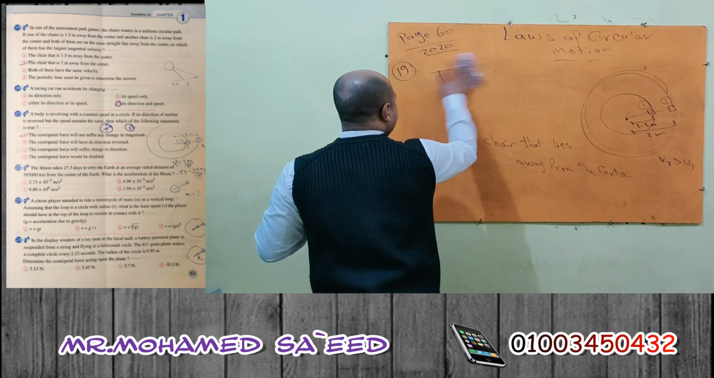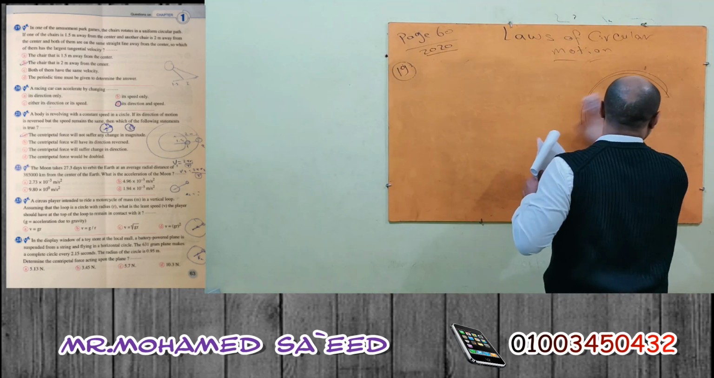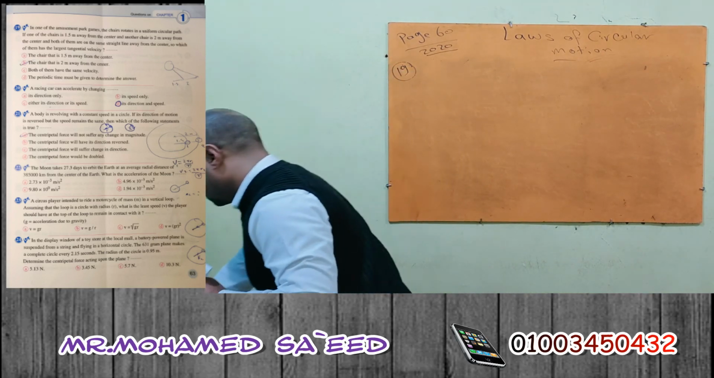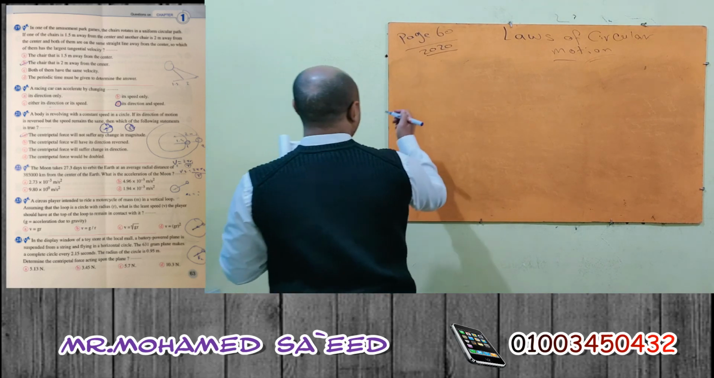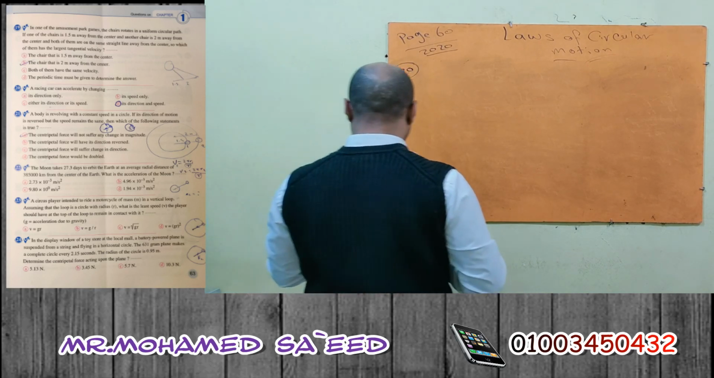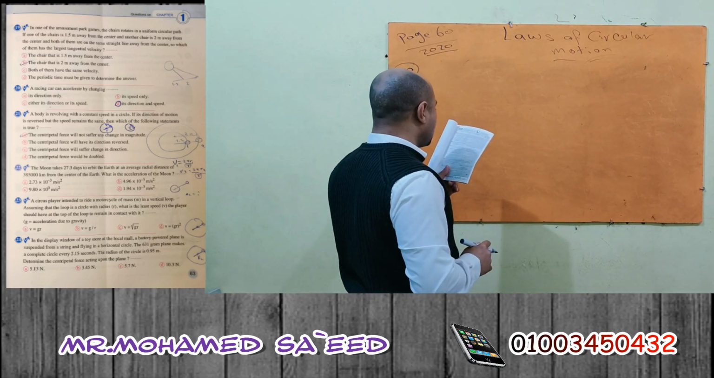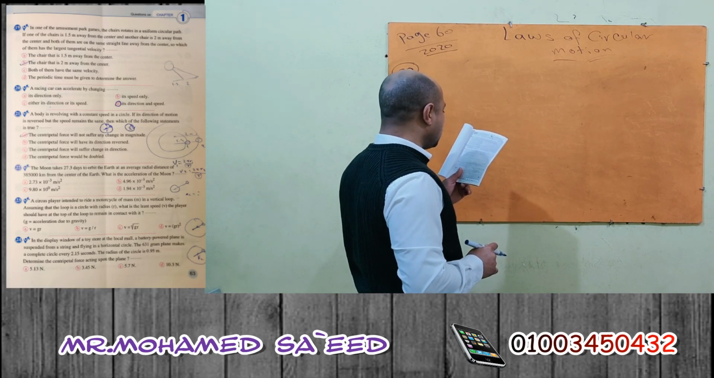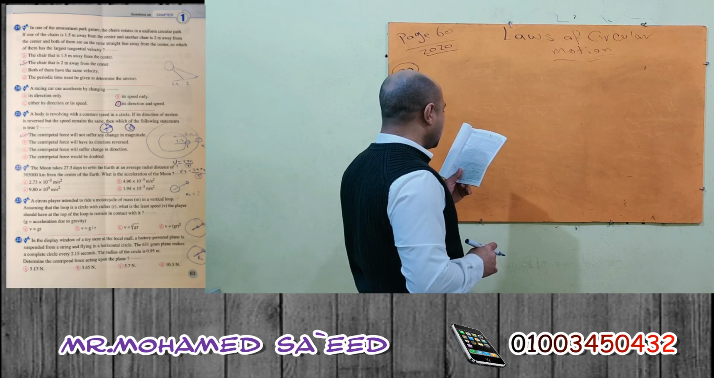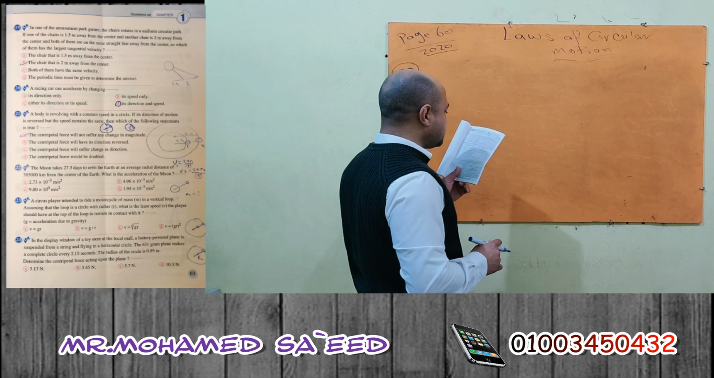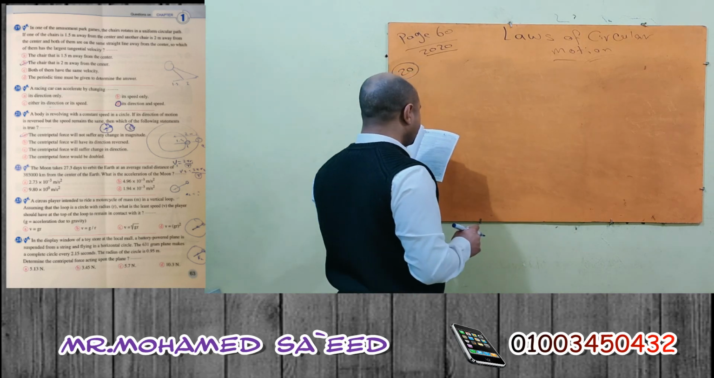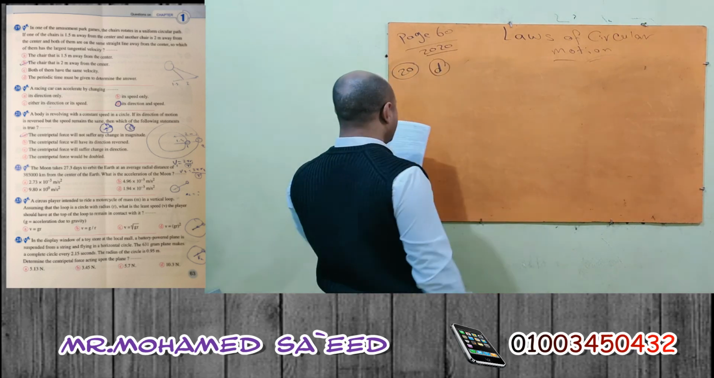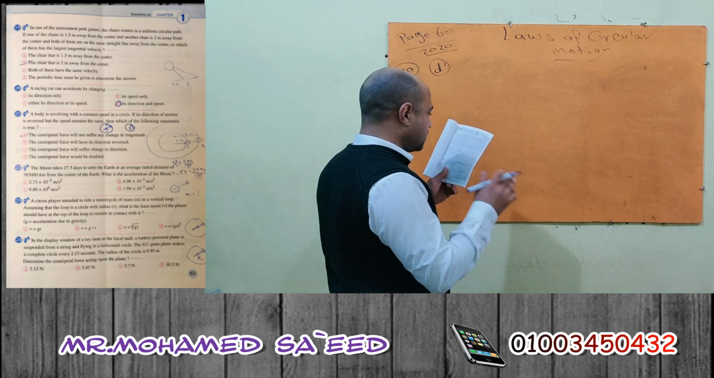Question number 20 says that a racing car can accelerate by changing its direction only, its speed only, either its direction or its speed, or its direction and its speed. So the true answer is D. A racing car can accelerate by changing its direction or its speed.